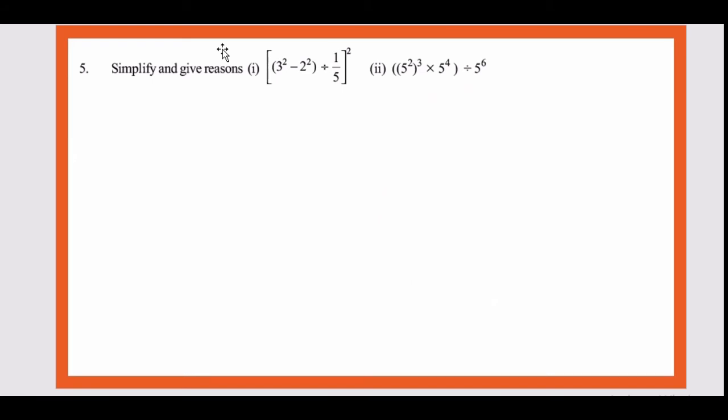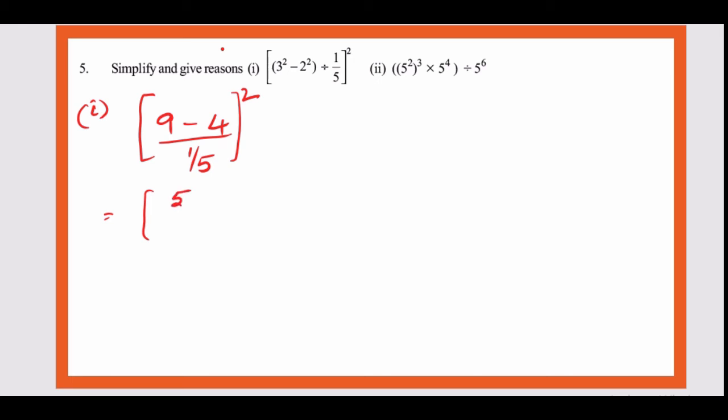Now a few more questions related to this. Now question number 1 in the 5th question. So how can I read this? 3 squared is nothing but 9 minus 2 squared is nothing but 4, whole divided by 1 by 5 whole square. Now what is the value of 9 minus 4? So 9 minus 4 is nothing but 5.